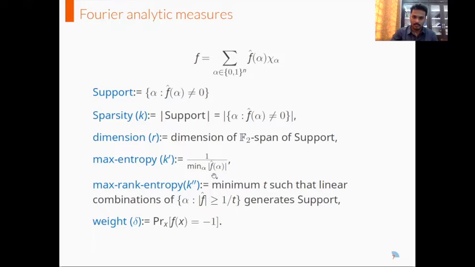Max rank entropy is denoted by k double prime, and is defined as the smallest t such that if you look at the coefficients which are greater than 1 by t, they span the support, they generate the support. And lastly, weight is defined as the fraction of minus ones in the truth table of f. These are some interesting Fourier analytic measures. In the next slide, we'll take an example of some functions and compute each of these measures for those functions. Then I guess the definitions will be a bit more clear.